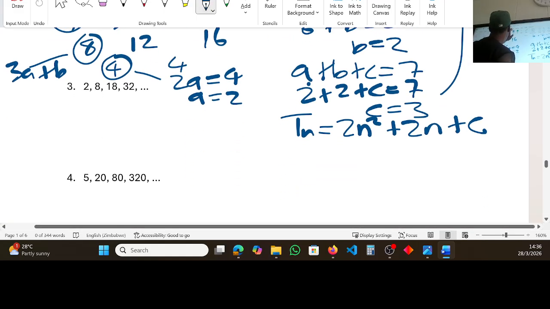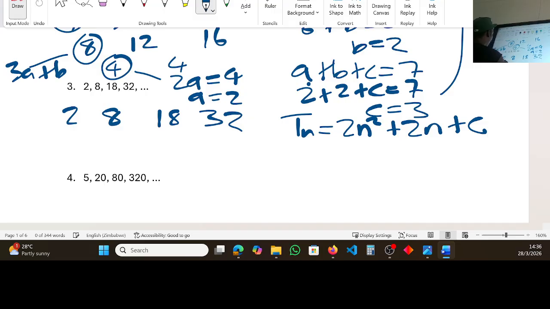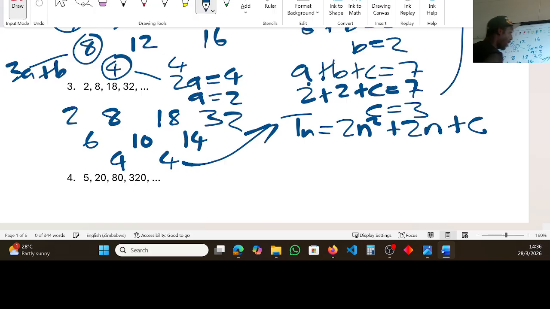Then the next one is 2, 8, 18, 32. So if I check the difference here, it's 6, and there it looks like it's 10, and there 14. And when I go to the next set of differences, it's going to be 4, 4. So whatever we see, because we're finding the nth term, we did the nth term on question 2.